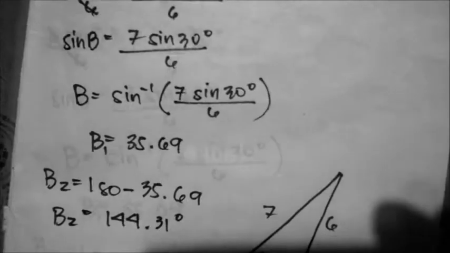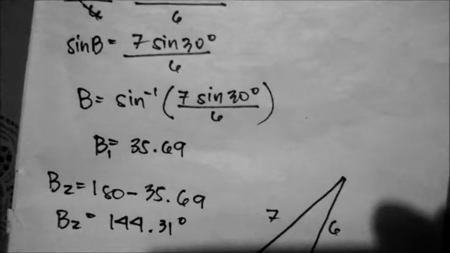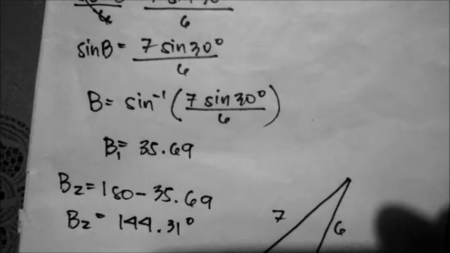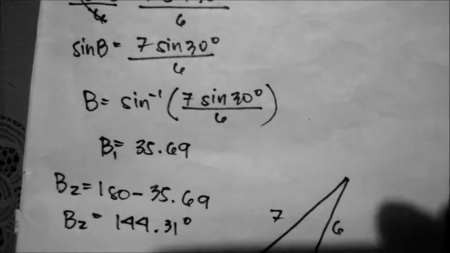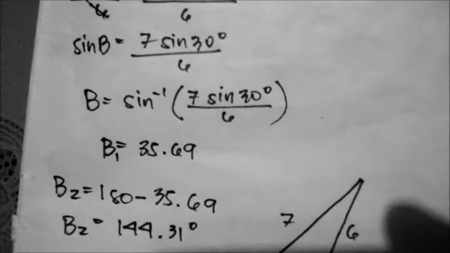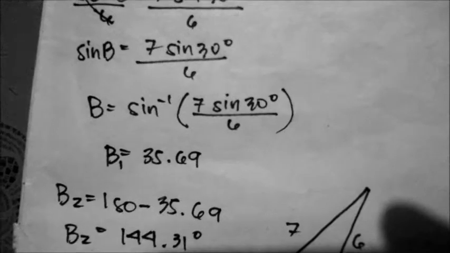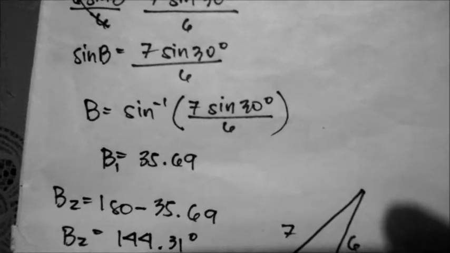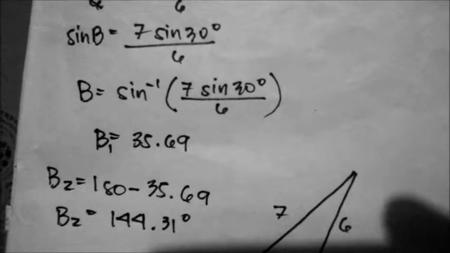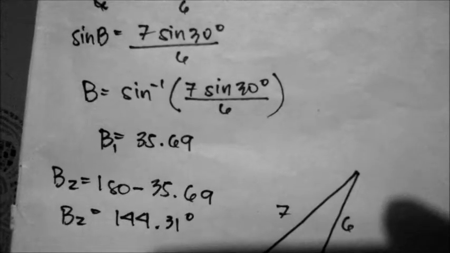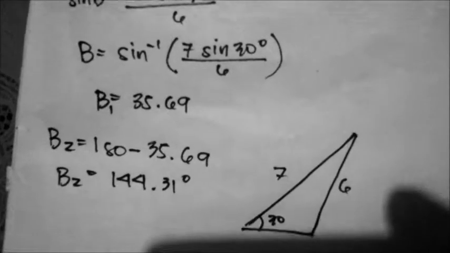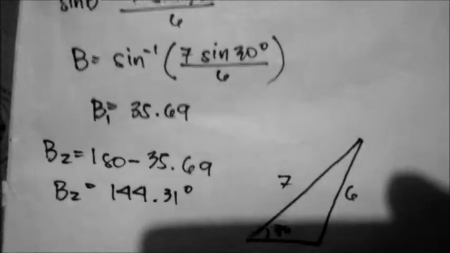By using a calculator, we get the angle B equals sine negative 1 of 7 sine 30 degrees over 6. Now we have the value of 35.69 degrees. There are two angles between 0 and 180 degrees whose sine is approximately 35.69 degrees and 144.31 degrees.